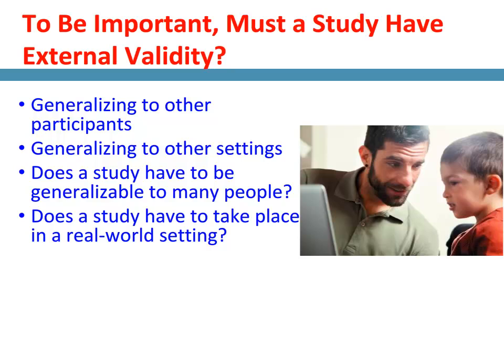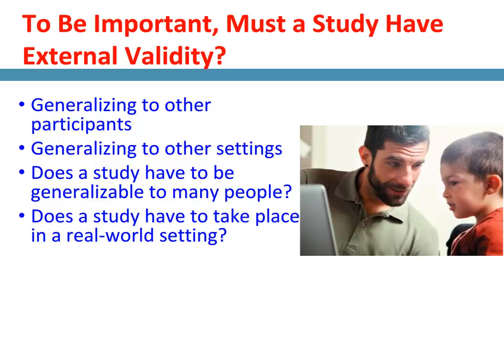One is generalizing to other participants, which means you have to consider the sample. Not only what kind of sample, what are the kinds of people in that sample, how was that sample collected? Was it a random sample? Was it a convenience sample? All of those questions that we've been talking about this entire semester. Those will inform how well the sample represents the population of interest, the population that the researchers are trying to generalize to. You'll also want to consider how well the study can generalize to other settings.